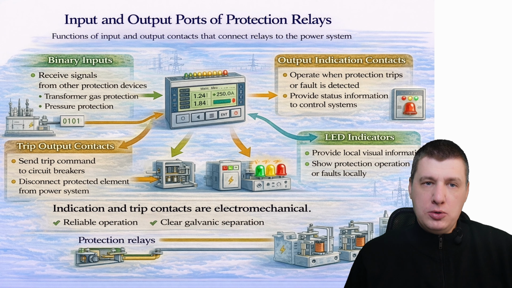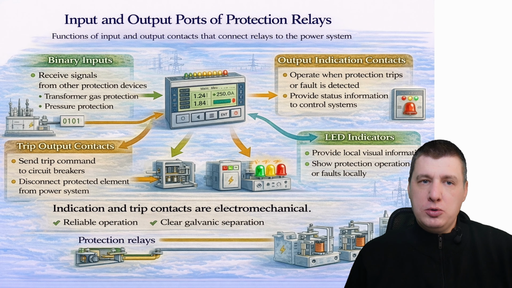First are binary inputs, and binary inputs receive signals from other protection devices connections to the same protection object. Typical examples include transformer gas protection and pressure protection signals. Second, output indicator contacts. These contacts operate when the protection trips or whether the protection fault is detected. They provide status information to control and monitoring systems.